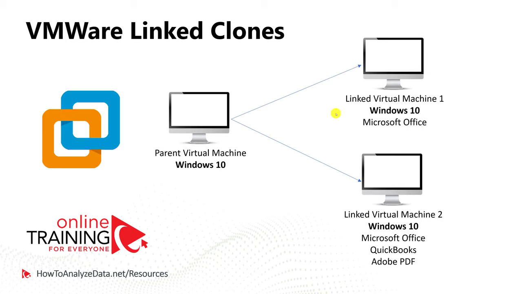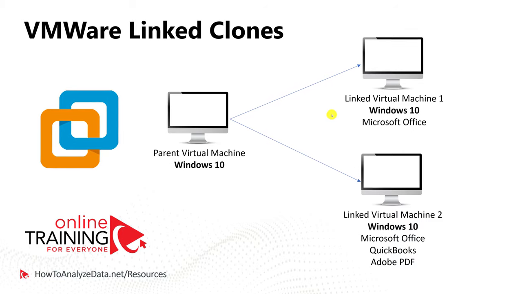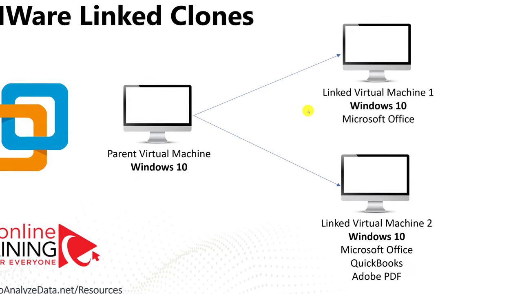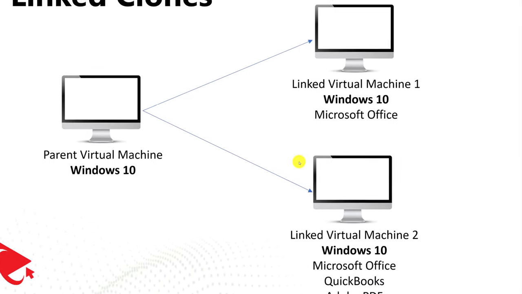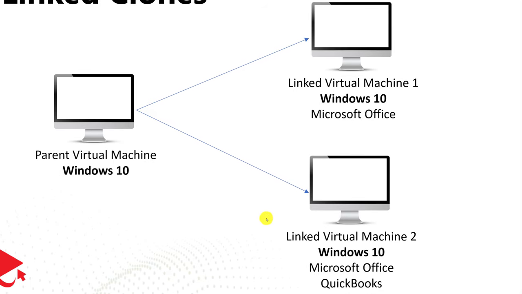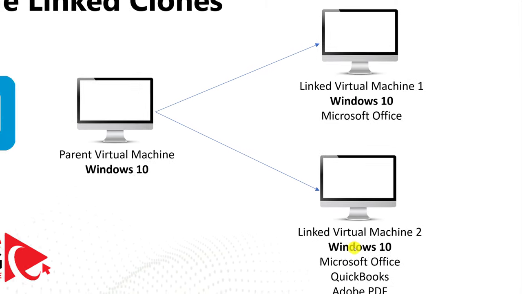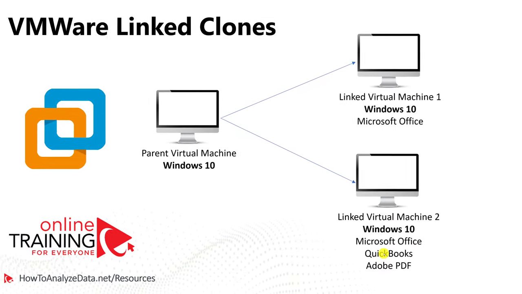The coolest thing is that you are not just limited to one linked clone. You can create as many linked virtual machines as your resources allow, and all of these linked virtual machines can have different configurations, as long as they maintain the parent's base configuration, in this case, Windows 10. For example, linked clone 1 might have Microsoft Office installed in addition to Windows 10, but linked clone 2 will have installed Windows 10, Microsoft Office, QuickBooks, and Adobe PDF.